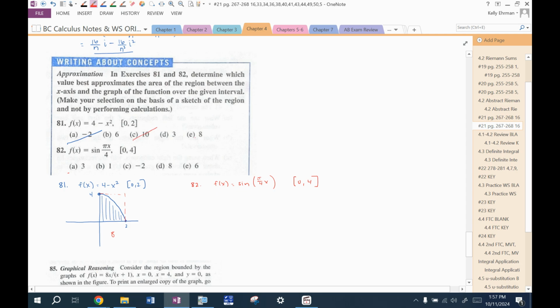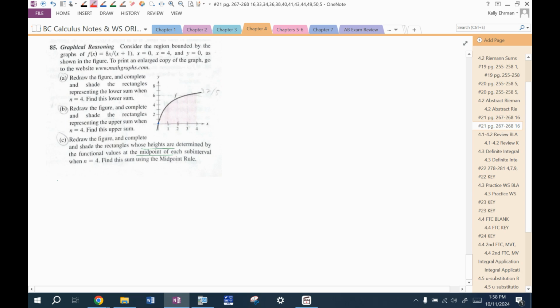So 10's out and 8's out. I know it's not 10 or 8. So now it's like, okay, is it 3 or 6? My picture looks like it's probably 6. But here's another way to check this. Cut it in half. Half of this extreme area is 1 times 4. And I know it's bigger than that. So it's not going to be 3 because 3 is smaller than what I think roughly half of that area is. So it's got to be 6.